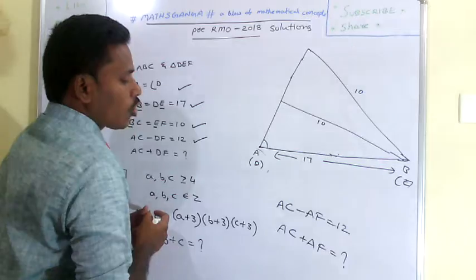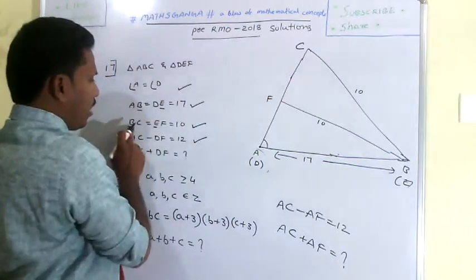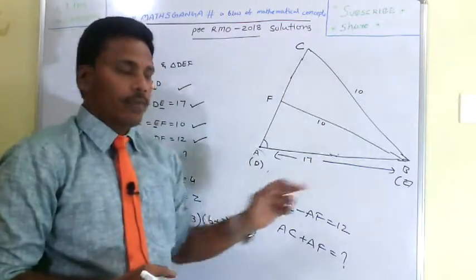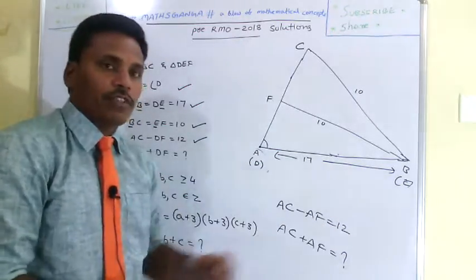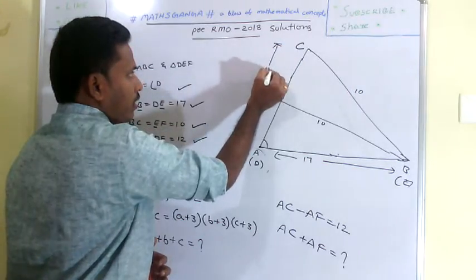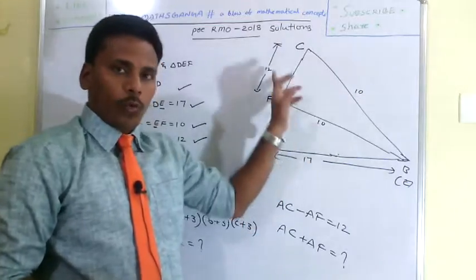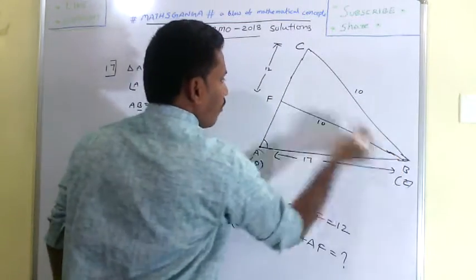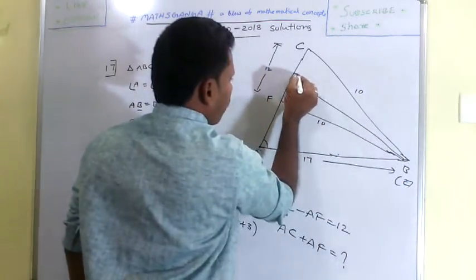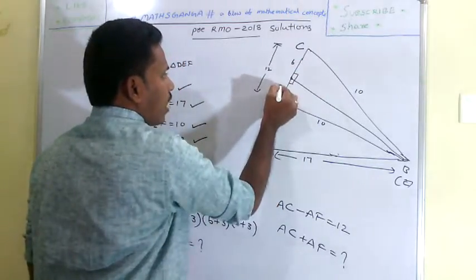Which one is larger? AC is larger and AF is smaller. So BC is 10, AF is 10, EF is 10. So BC and EF are equal, 10 and 10. And also they mentioned AC minus AF is 12. This is the total length AC minus AF, and as they mentioned, this length is 12. Now clearly this is an isosceles triangle with sides 10, 10 and 12. If you draw a perpendicular from this vertex to the opposite side, since it is an isosceles triangle, it bisects the opposite side.